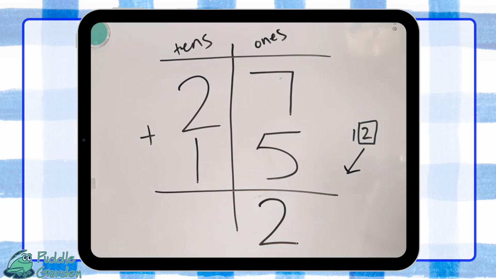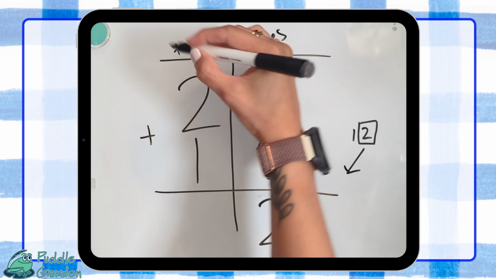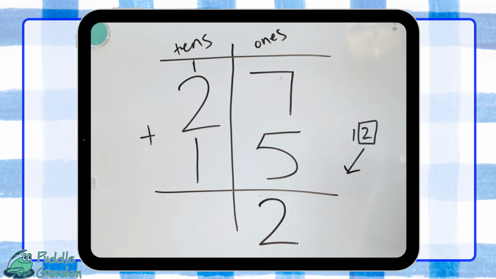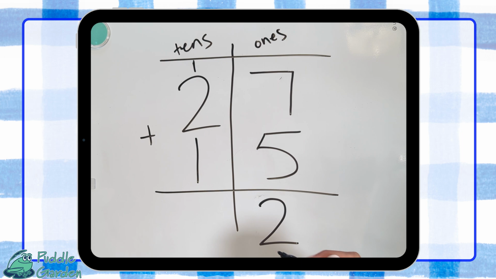Now we have a 10 left over though. So what we're going to do is bring it next door. So we're going to put our 1 right up there. There goes our 10. So we know that 7 plus 5 equals 12.